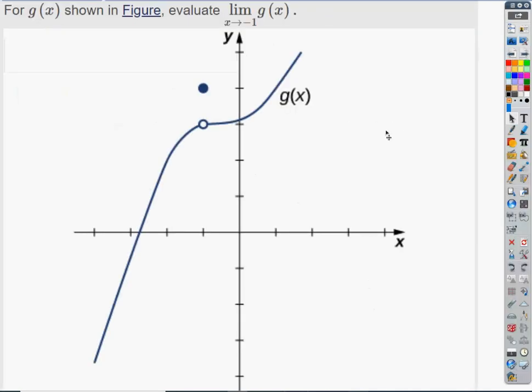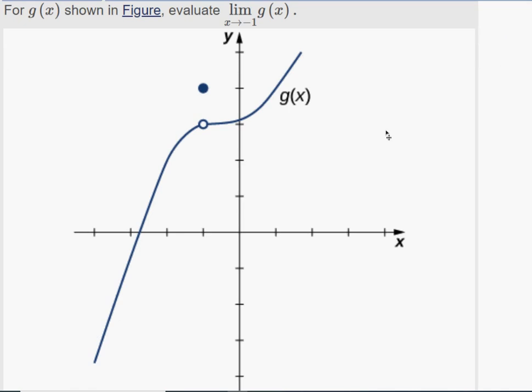Okay, what about this one? So we've got some function graphed here, g of x. I want you to tell me, and don't say it out loud, I want everybody to think about this a little bit. I want to know, what is the limit of g of x as x approaches -1? Think about that.